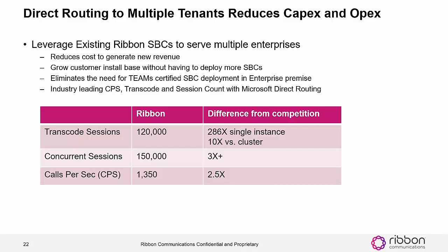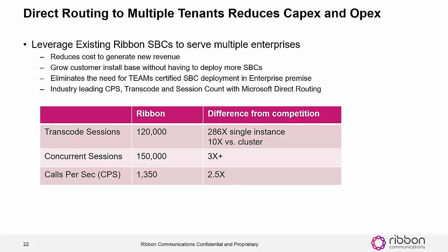If you have a product like an SBC 7000 that can do 120,000 transcode sessions or 150,000 concurrent sessions, chances are you're not at capacity and you have a lot more ability to keep growing without having to add more users. Same thing with calls per second. With multi-tenancy, you might have a lot of customers in the same region, and an SBC that only does a couple hundred calls per second might not be sufficient.